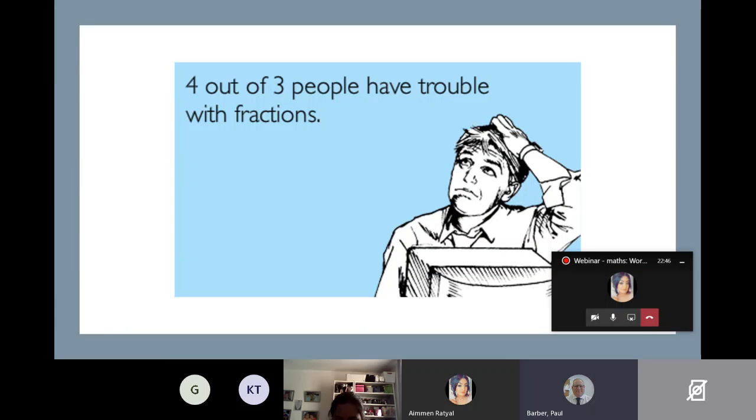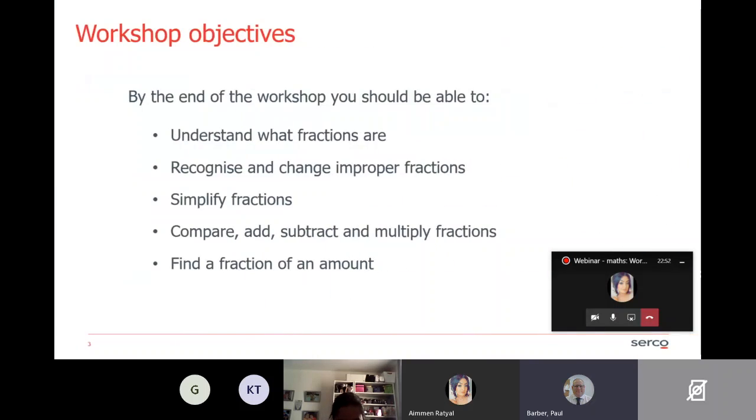But fractions are quite a common thing in maths. They're certainly a common thing in functional skills. So we're going to go through some of the things working with them today. There's quite a lot of different aspects to working with fractions, so I'm not going to cover everything today.